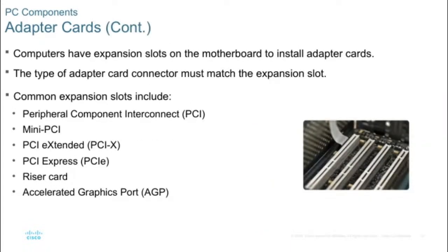Let's talk about expansion slots, the connectors on a motherboard where we install adapter cards. These slots come in several common types. There's PCI, Mini PCI, PCIX, and PCI Express, or PCIe, which is the most common today. We also have riser cards, which let us add more cards in tight spaces, and the accelerated graphics port, or AGP, which was popular for graphics cards before PCIe took over. The key is that the adapter card's connector has to match the slot type exactly.